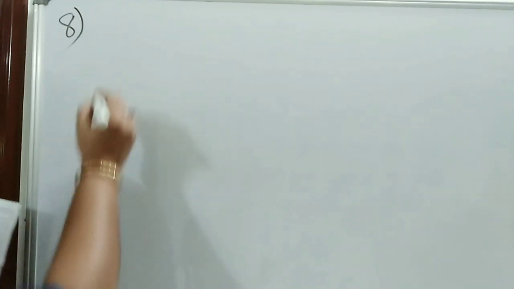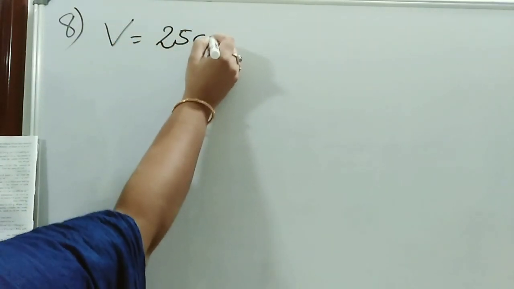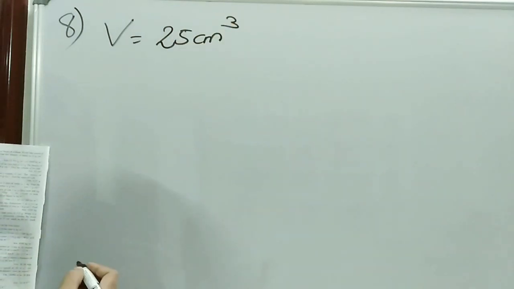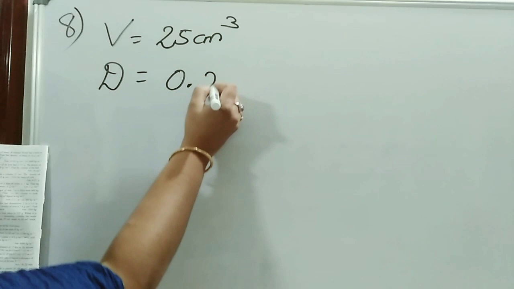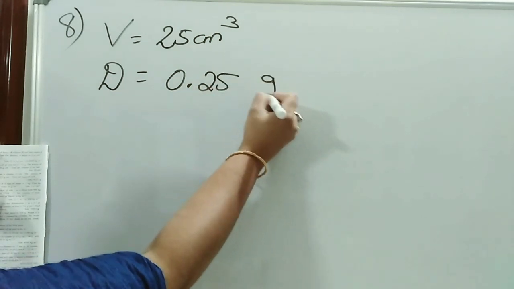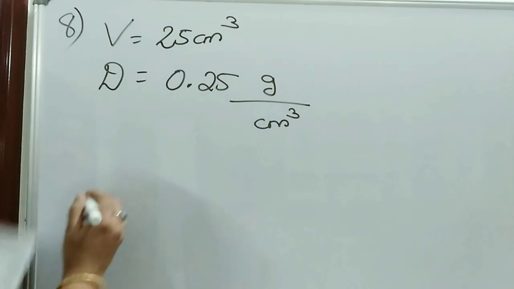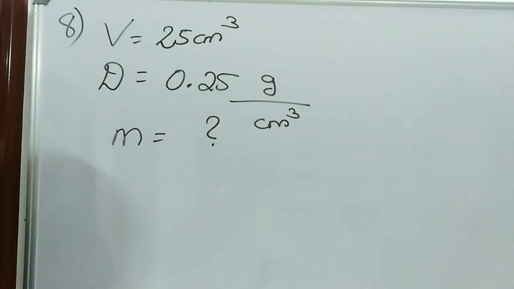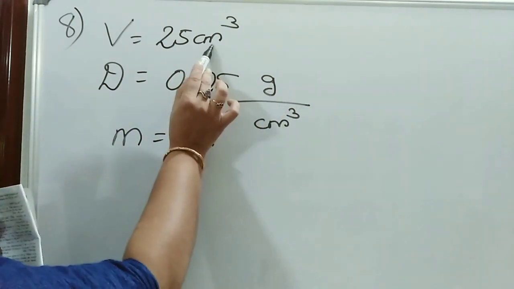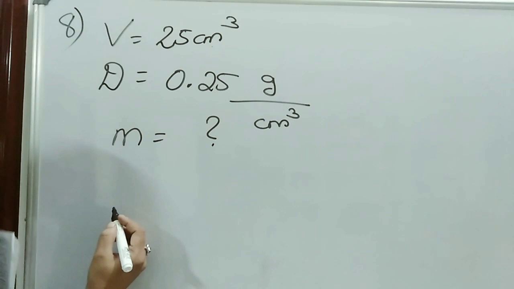Next, question number 8. A cork has a volume. Volume is given 25 centimeter cube. The density of cork is given 0.25 gram per centimeter cube. Find the mass. You are asked to find the mass. Again you can see the units are same. This is centimeter cube. This is gram per centimeter cube. So we have to find the mass.